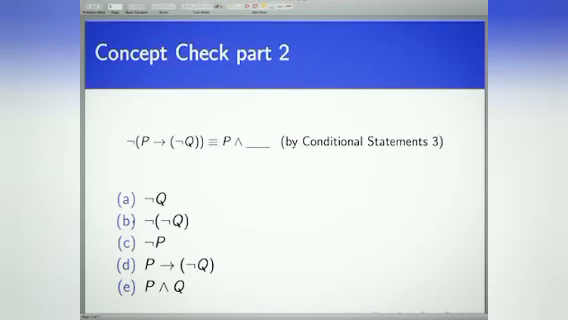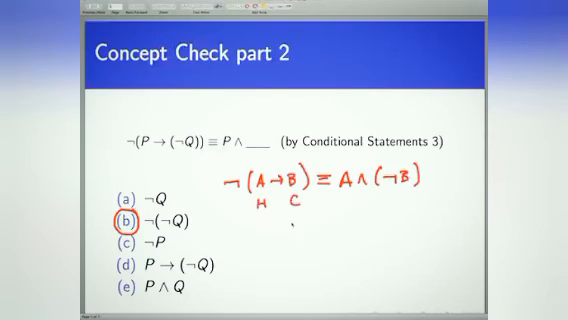So the answer here is going to be B. It helps, again, to rewrite that conditional statements part 3 with different letters, I think. If you're going to negate a conditional statement, it's just saying that that will be A and not B. In other words, this conditional statement has a hypothesis and a conclusion, and what we're going to do is take the hypothesis and the negation of the conclusion and join them with an and. And the conclusion here is not Q. So I have to negate the not Q. And that's where we get B.